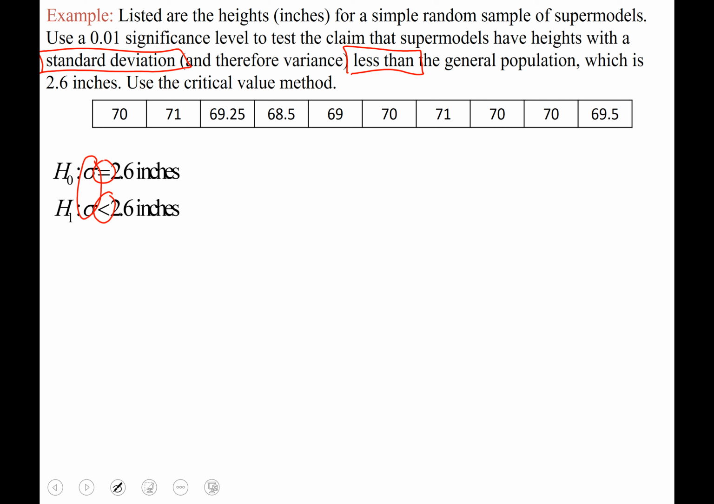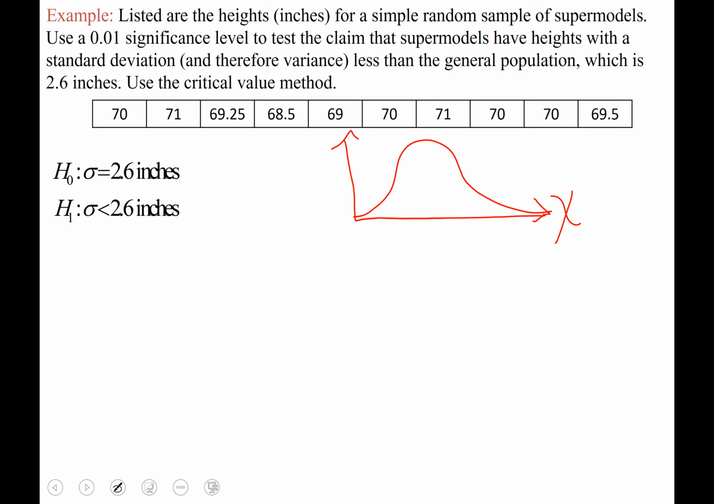Okay, the next thing we want to do for the critical value method, let me erase that stuff so it doesn't get too cluttered, is sketch a graph. Well, this question is about standard deviation and variance, which means the data takes on the chi-square distribution, and therefore it's all in the first quadrant like you see here. We are going to cut off the left tail, and the reason we know to cut off the left tail is because of this less than sign right there. And then I like to shade in the rejection region.